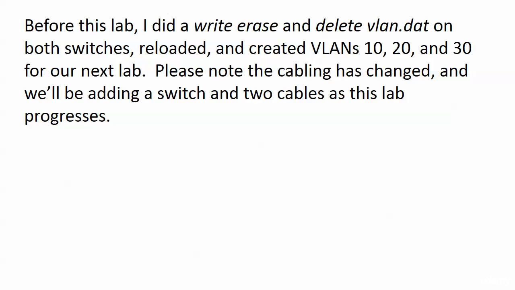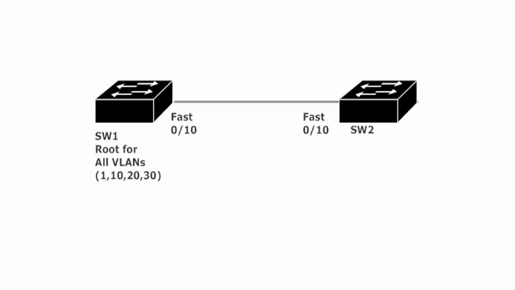Before this lab, I did a write erase and a delete vlan.dat on both switches involved, because we're going to start with 2 and work our way up to 3 switches in this lab. Reloaded them and created VLANs 10, 20, and 30 for this lab. And please note the cabling is changed from the previous one. And as I mentioned, we'll be adding a switch and a couple of cables as this lab progresses. But right now, it's as simple as it gets.